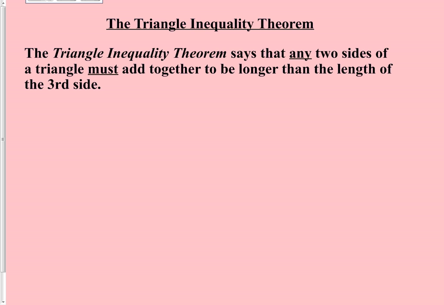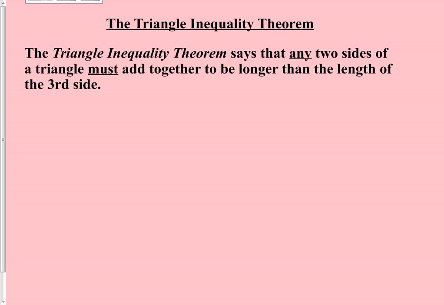The triangle inequality theorem. Now, the triangle inequality theorem says that any two sides of a triangle must be able to add together to be longer than the length of the third side of the triangle. Again, any two sides of a triangle must add together to be longer than the length of the third side of the triangle.